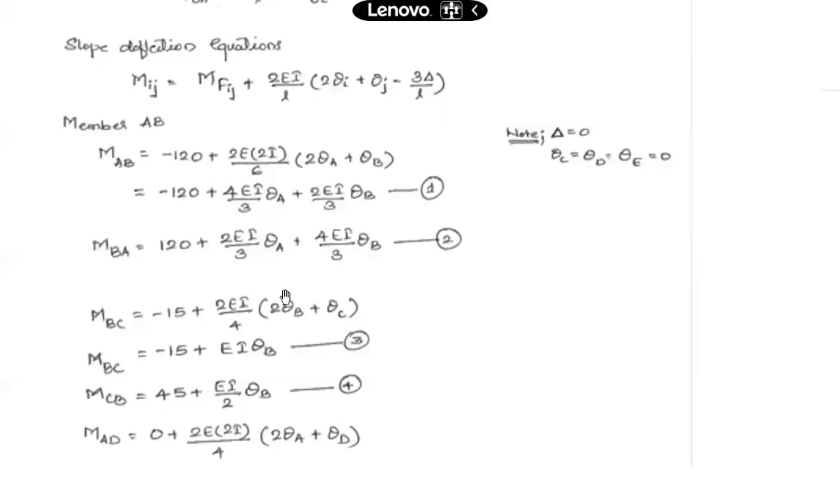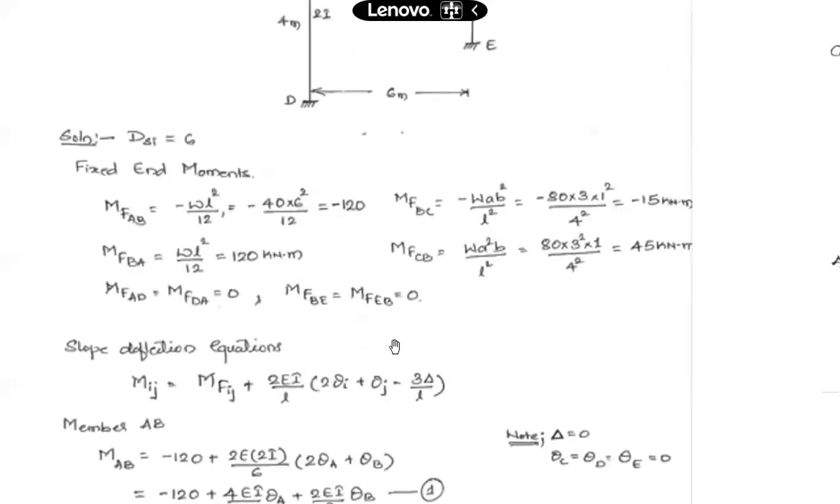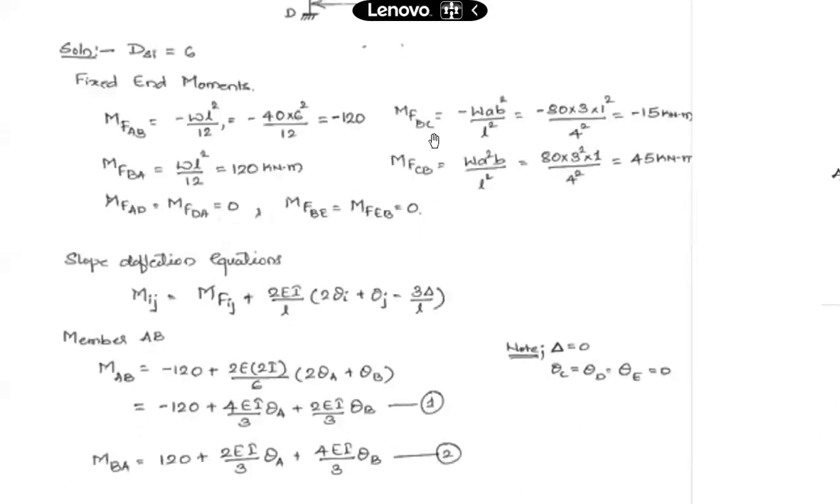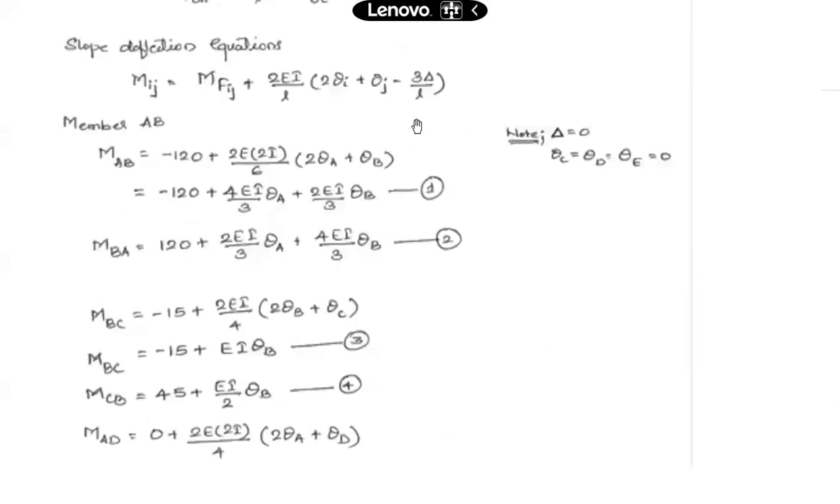And next member, if you consider this, what is that? BC. So MFBC minus 15, so minus 15 plus 2EI by 4, 4 being the span of member BC, into 2 times theta B plus theta C. If you simplify that, this is what MBC will be: minus 15 plus EI into theta B. Theta C is 0, we have noted this. MBC is this equation.